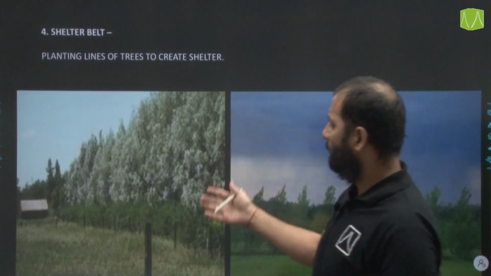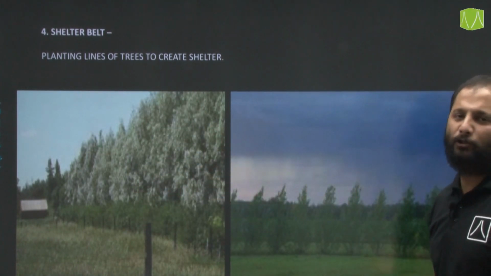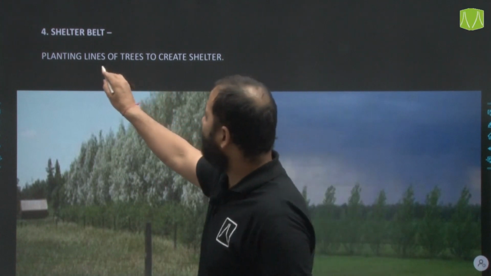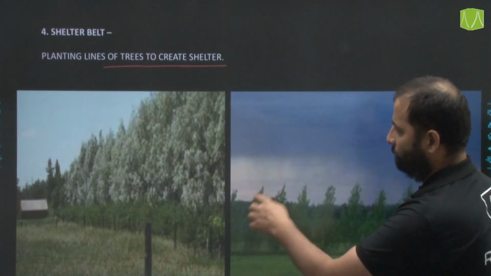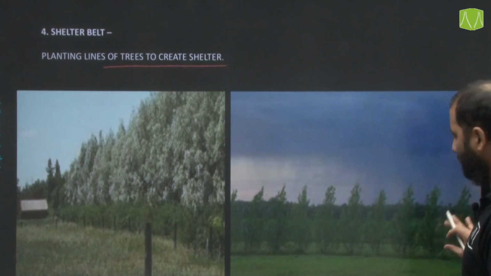Next is shelter belts. Shelter belts are trees planted so that the wind can be checked, that is, planting lines of trees to create shelter. You can see here a line of trees which have been planted, and here also lines of trees have been planted.